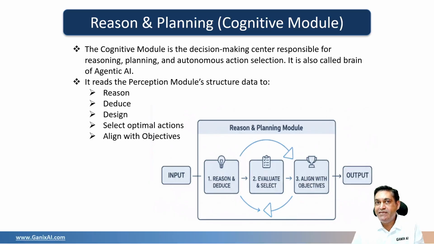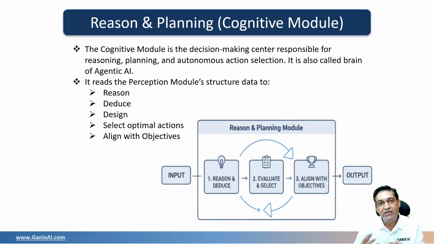Okay, so next is reasoning and planning. It is also called the cognitive module. This is the most important part of the agentic architecture, because it is also called the brain of agentic AI, since all of the decisions and planning are done in this module. So how it works is it reads the data which the perception module has captured, and understands, by applying some reasoning, what exactly the data is doing. Finally it deduces, like draws a conclusion from that information, and then designs the plan.